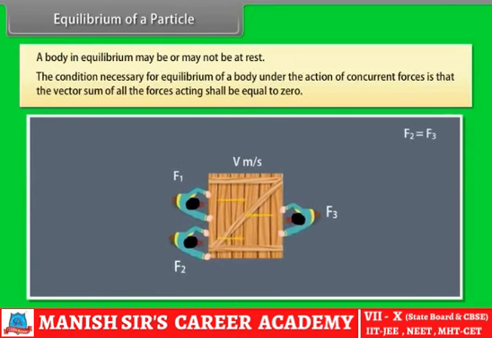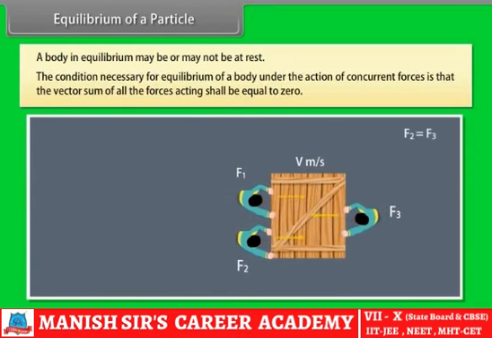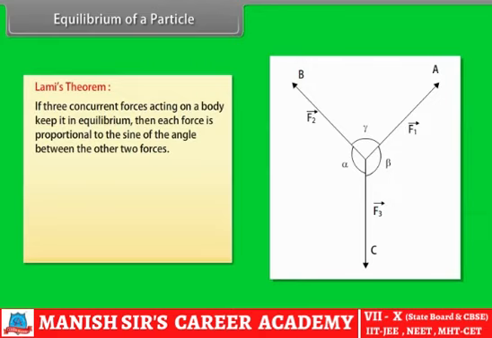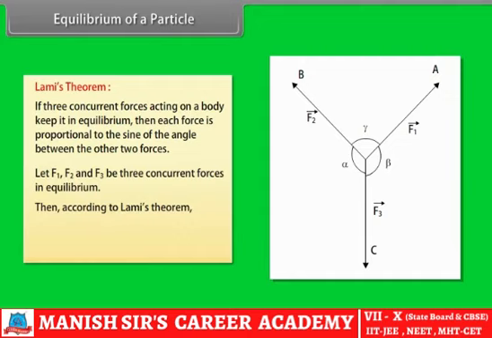The condition necessary for equilibrium of a body under the action of concurrent forces is that the vector sum of all the forces acting shall be equal to 0. Lami's theorem states that if 3 concurrent forces acting on a body keep it in equilibrium, then each force is proportional to the sine of the angle between the other 2 forces. Let F1, F2 and F3 be 3 concurrent forces in equilibrium. Then, according to Lami's theorem, F1 upon sine alpha is equal to F2 upon sine beta is equal to F3 upon sine gamma.